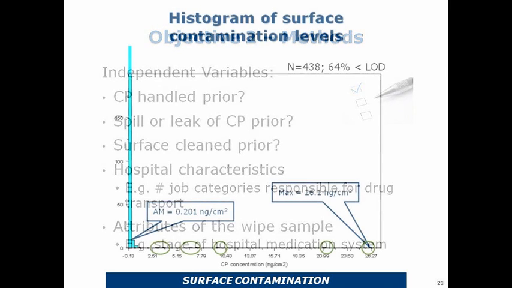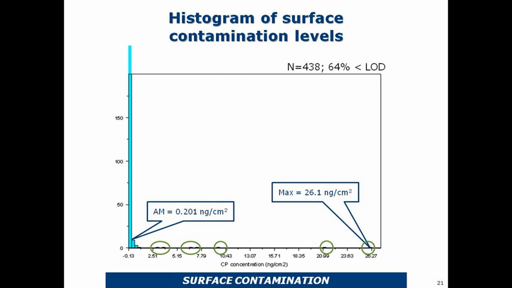So this is another histogram here. We had 438 samples. A small majority was less than the detection limit. You can see that it was skewed on the left-hand side, so relatively low concentrations. But if you look on the graph here with increasing concentration, you can see that there are little blips of contamination, with a maximum contamination level reported at 26.1 nanograms per square centimeter.